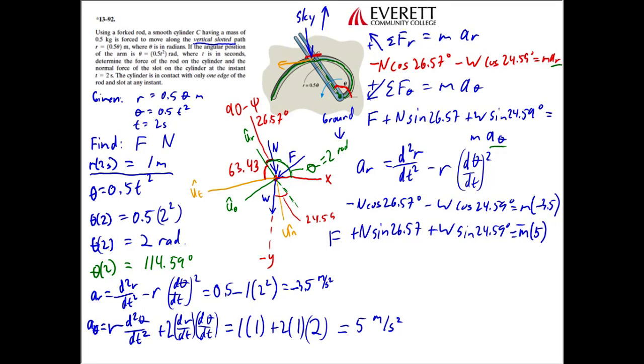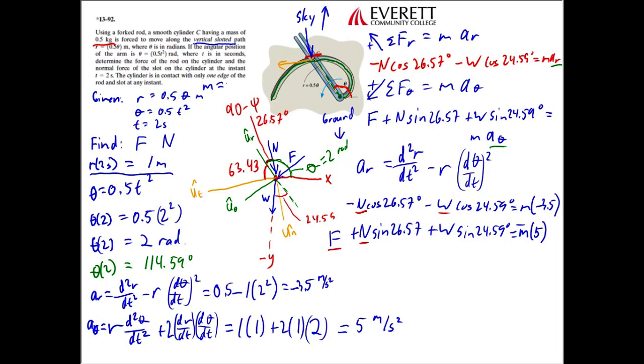So you can see, if you look at this carefully, we have two equations and two unknowns, so we should be good to go. What are our two unknowns? Well, they're the two we're supposed to be solving for. There's the normal force of the slot on the cylinder and the force of the rod on the cylinder. Those are unknowns. W here we can find because we're given the mass of the cylinder is 0.5 kilograms. I didn't write that in my given, that was a mistake. So mass is equal to 0.5 kilograms.